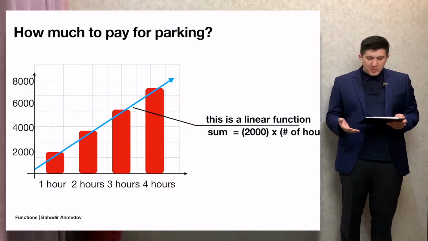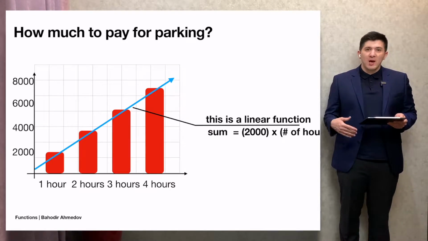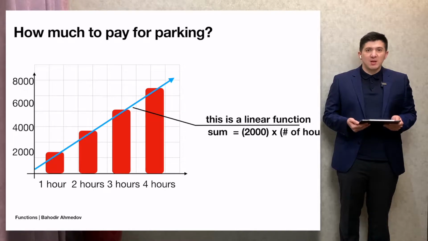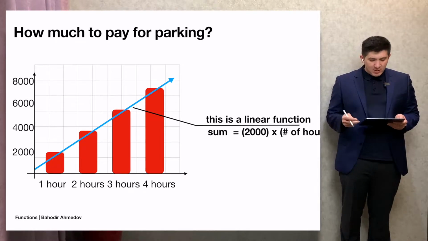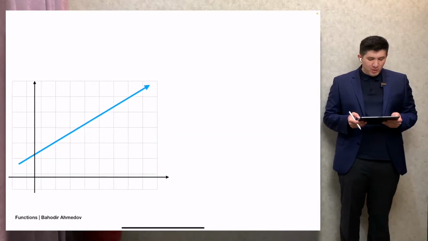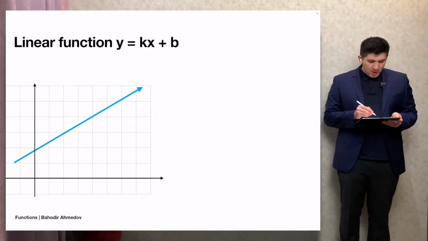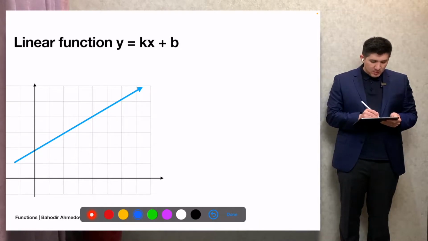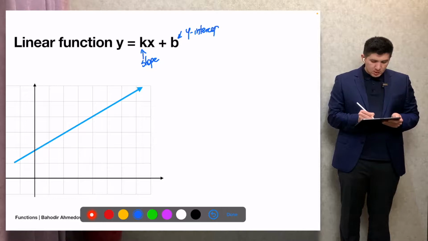It is going to be in the form that if you give some number of hours, it is simply going to multiply it by 2,000 and give you the sum. In general, linear functions are in the form y is equal to kx plus b, where k is called the slope of the line, and b is called the y-intercept of the line.